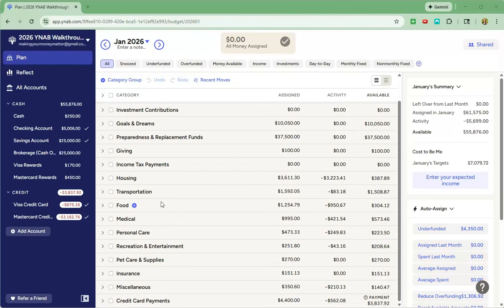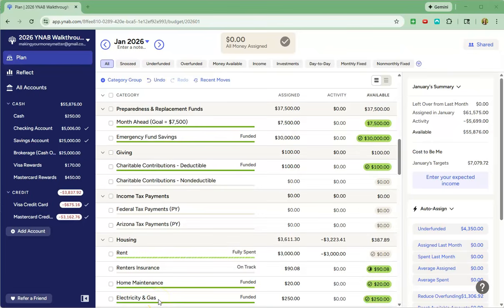The ordering of my categories is also intentional. So paying myself first is at the top of the list, and my goals and dreams categories. Preparedness is also super important to me. One of my top values is security when it comes to money. So I have that next, and then starting with my housing category group, they're roughly in order of how much spending that group represents.